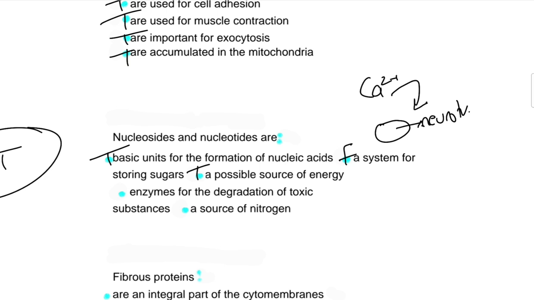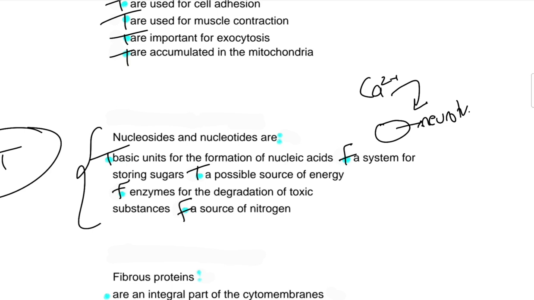Enzymes for the degradation of toxic substances, this is false. Source of nitrogen, this is also false. They can be a source of phosphate because nucleotides and nucleosides, obviously they have a phosphate group, but nothing to do with nitrogen. Although they exist in DNA and RNA nitrogenous bases, they cannot be a source of nitrogen. Okay, so make sure that you understand the tricks that are existing in these questions.